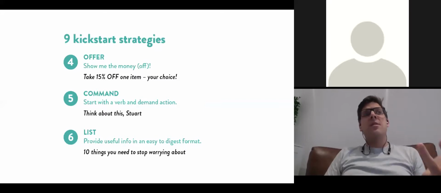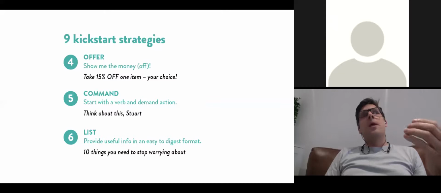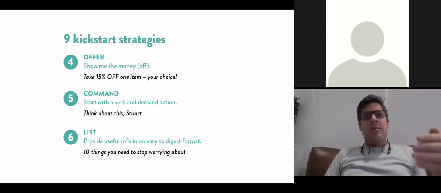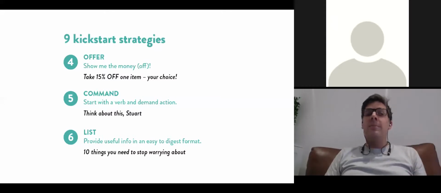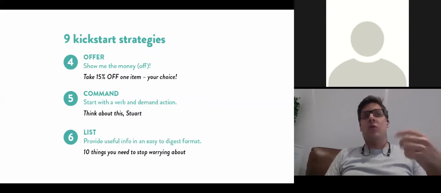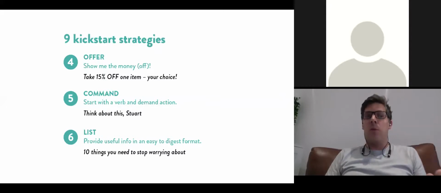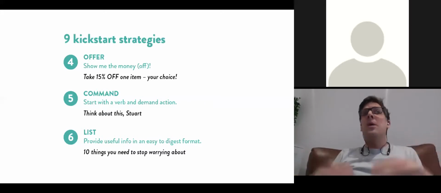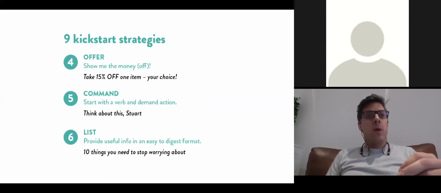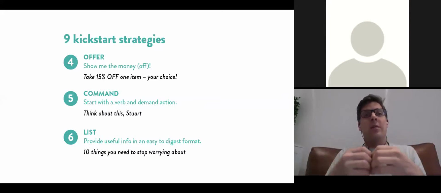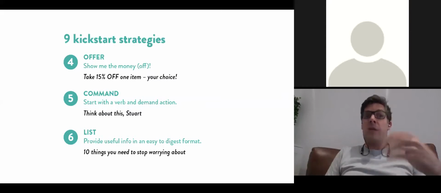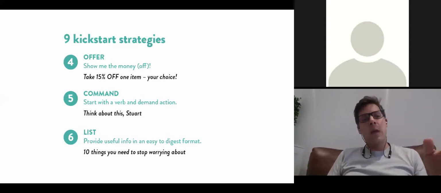Commands work on the basis that often people are reading these subject lines very, very quickly, and actually you just need to tell the person what it is that you want them to do. So for example, sometimes it might be "think about this," and it's more of a teaser, but it could be something like "read this if you're looking to get a mortgage this year." So you're talking directly to the person that you want to reach, and telling them what to do.